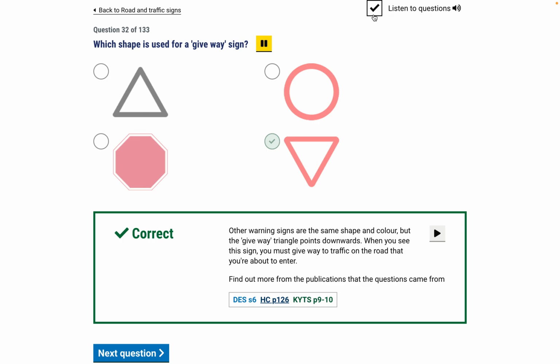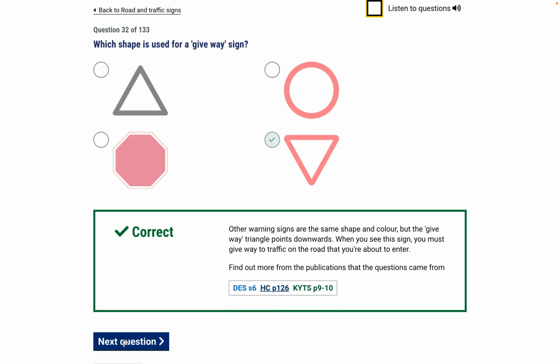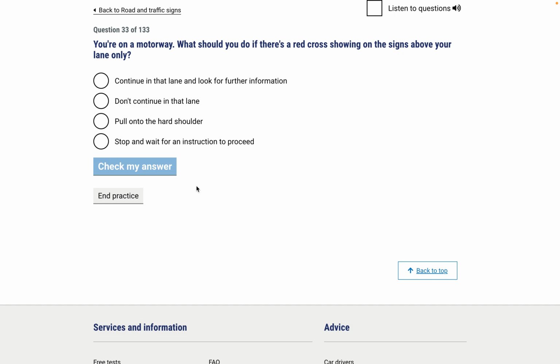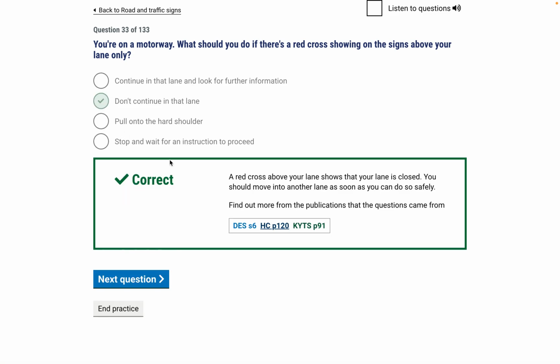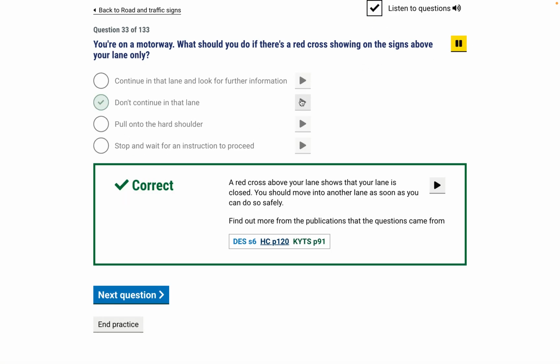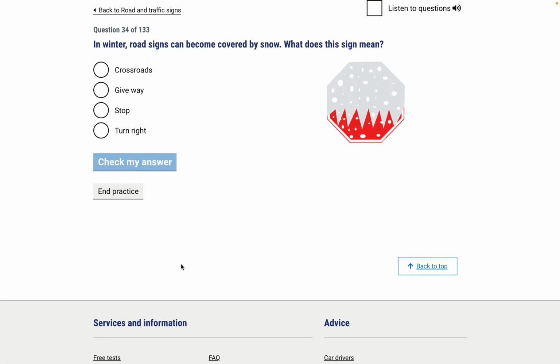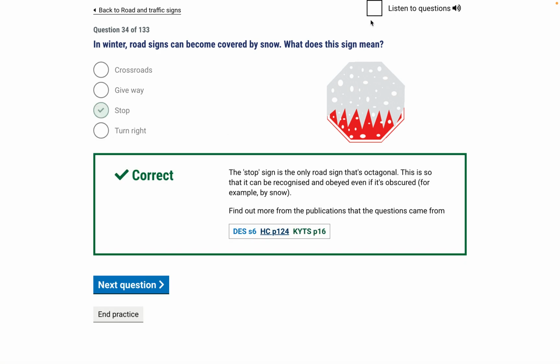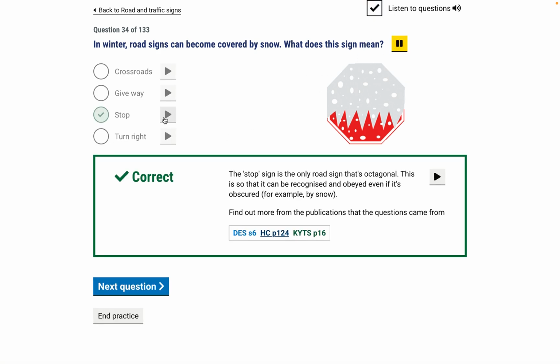Which shape is used for a give way sign? You're on a motorway. What should you do if there's a red cross showing on the signs above your lane only? Don't continue in that lane. In winter, road signs can become covered by snow. What does this sign mean? Stop.